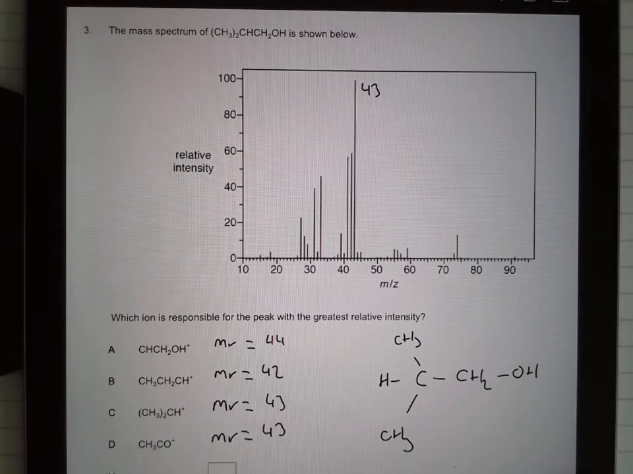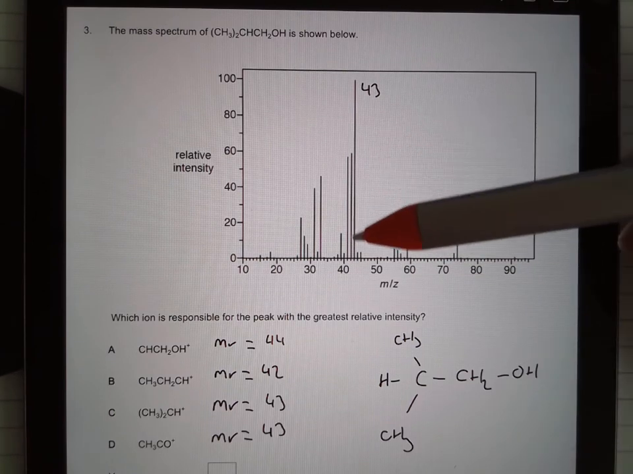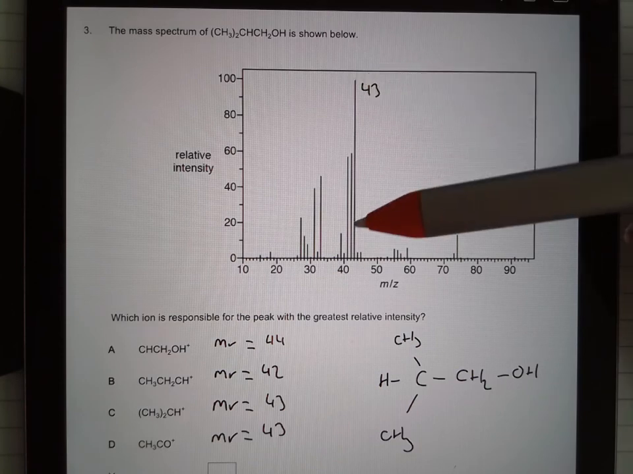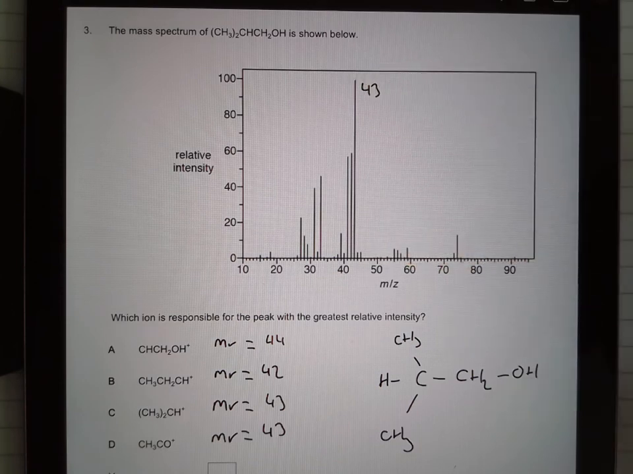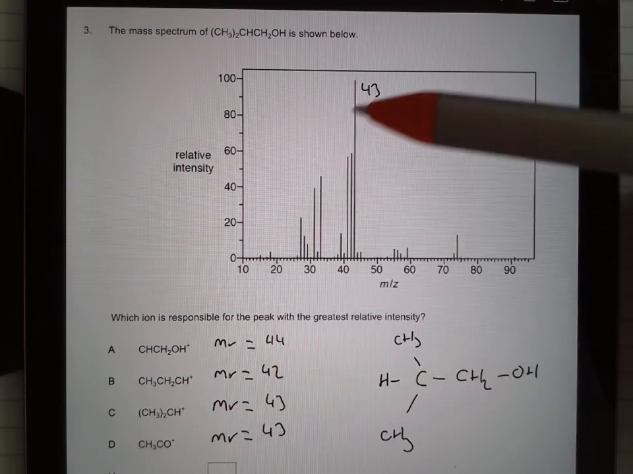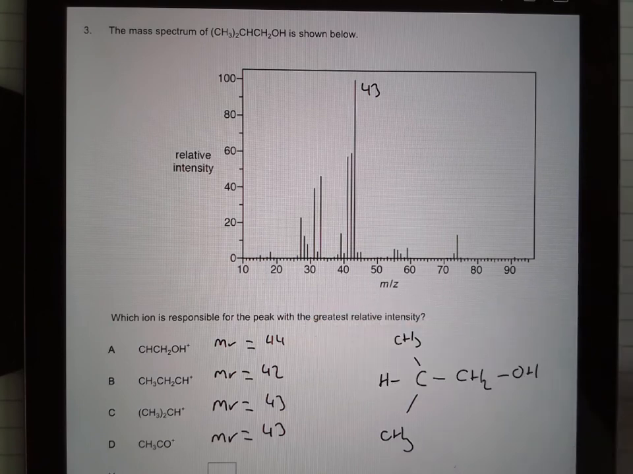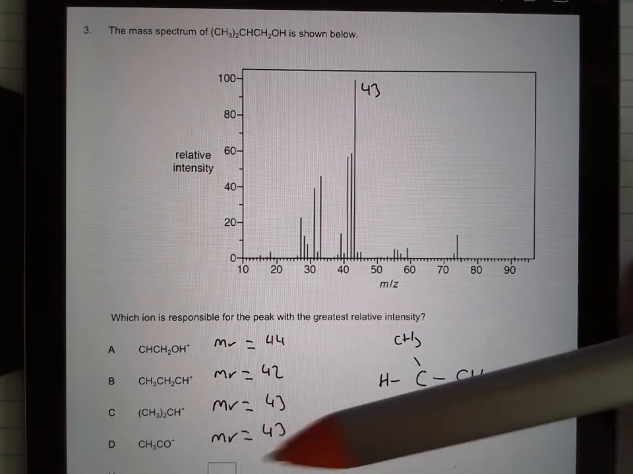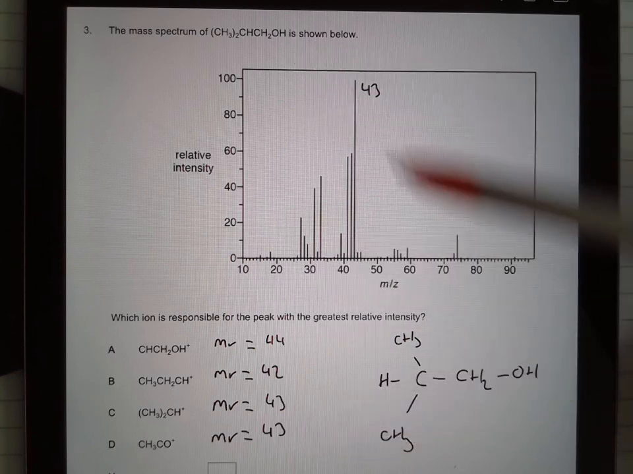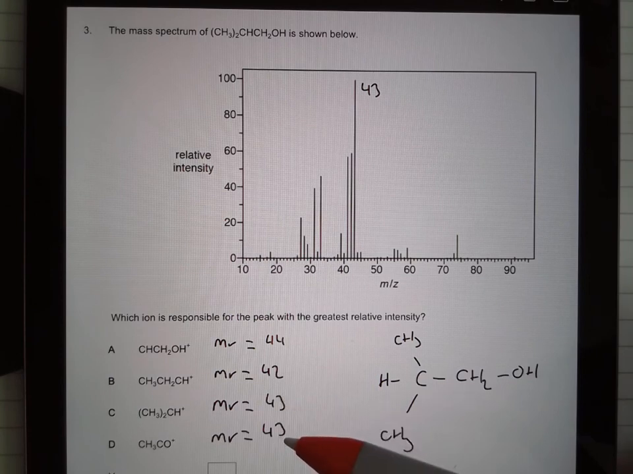Number 3, you want to know the ion responsible for the peak with the greatest relative intensity. So by relative intensity, they just mean the highest peak, which is here at 43, which I just read from the x-axis. Easiest thing to do is look at the ions they've given you and just see if they actually have the formula mass of 43. And you'll see that the first two don't, okay? So straight away that narrows it down between C and D. They both have a mass of 43, but then you need to look at the actual structure they've given you, which I've drawn out here, and see which one of these ions is actually possible.